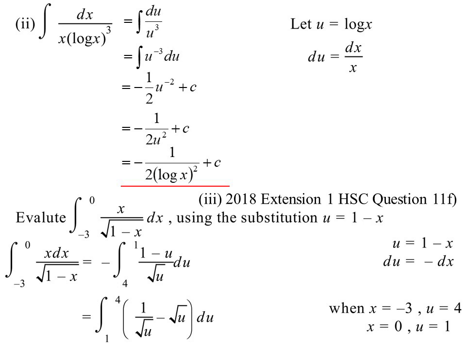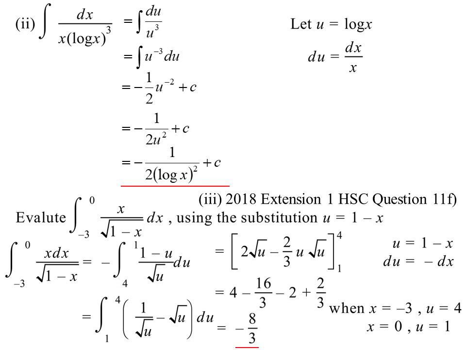The 1 on root u, that becomes 2 root u, and the root u, remember root u is u to the half, so it becomes u to the 3 on 2, but 2/3 of that. I've gone straight to the third form there, 2/3 u root u. Sub in the 4, sub in the 1, we get our answer.